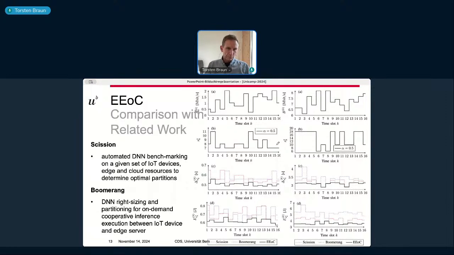There were some other works we compared our work with, for example here the delay and the energy. And we see that our work performed quite well compared to these related works, Neurosurgeon and Boomerang.